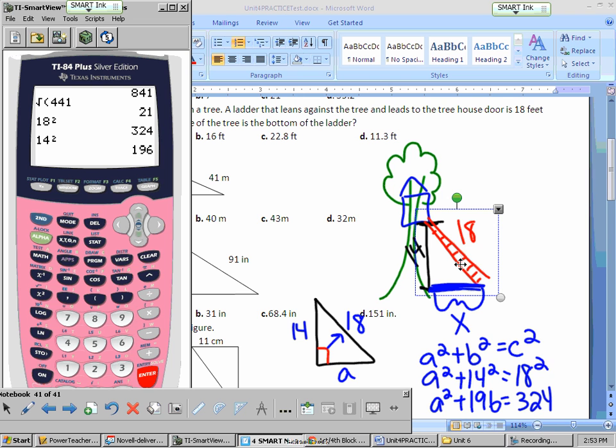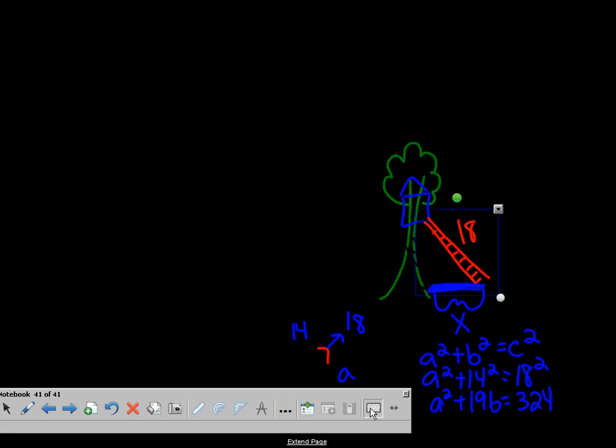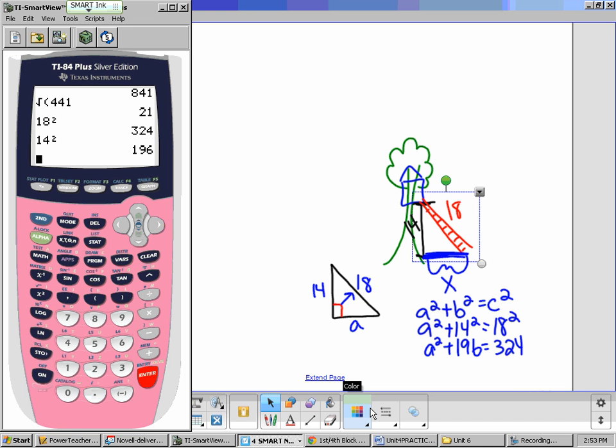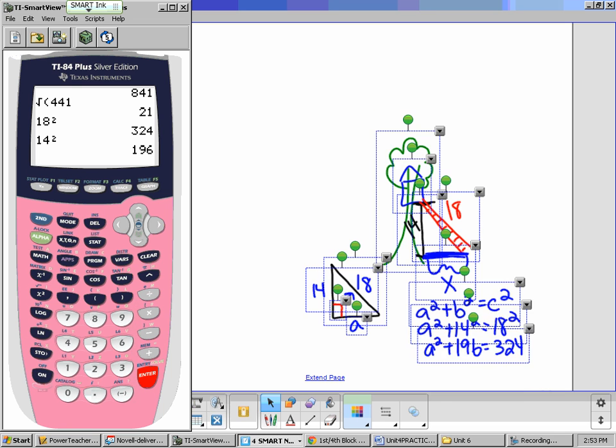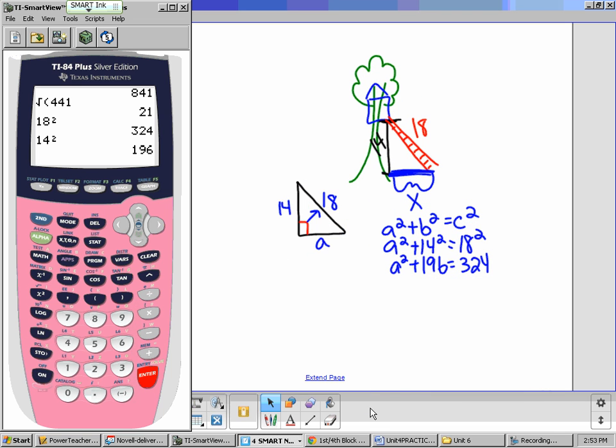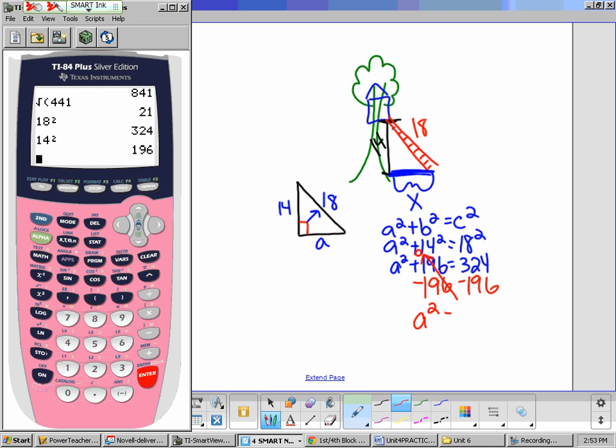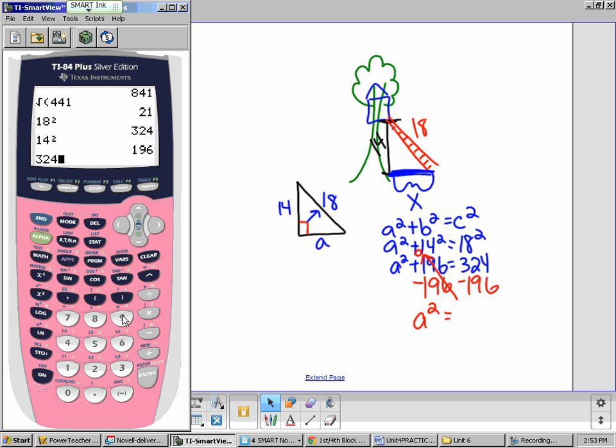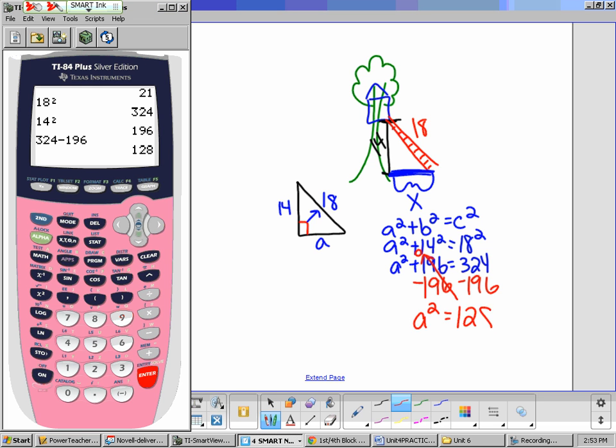Next, I'm going to do this so we can see our work a little bit better. Next, we have to subtract 196 from both sides. 196 minus 196 is 0. We're left with a squared equals 324 minus 196, which is 128. We're left with a squared.